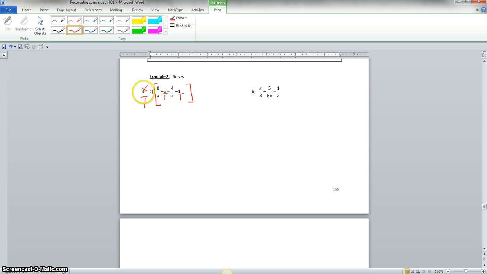I know this is letter A, but this is x over 1 times this bracket here. Okay, now these x's will simplify out to 1, and 1 times 8 is 8. Now if you look here at this denominator, it doesn't simplify with this x, so we'll take x times the minus 3, which will give us minus 3x.